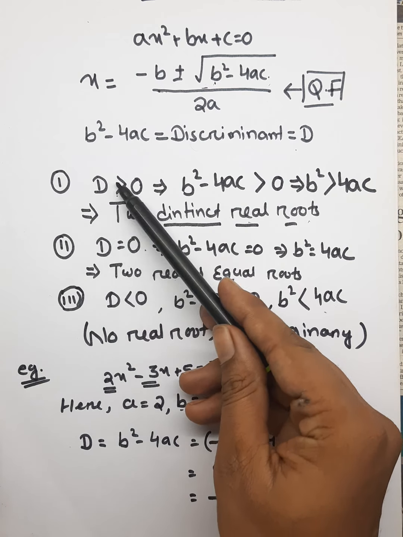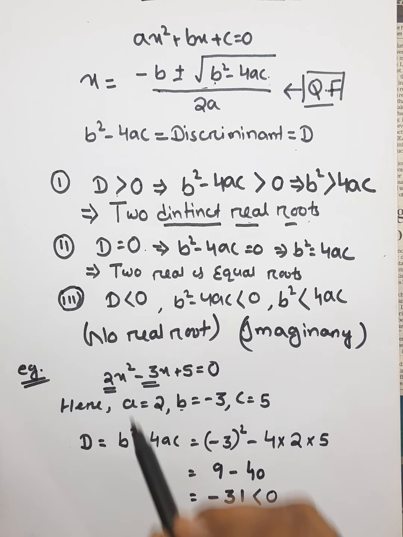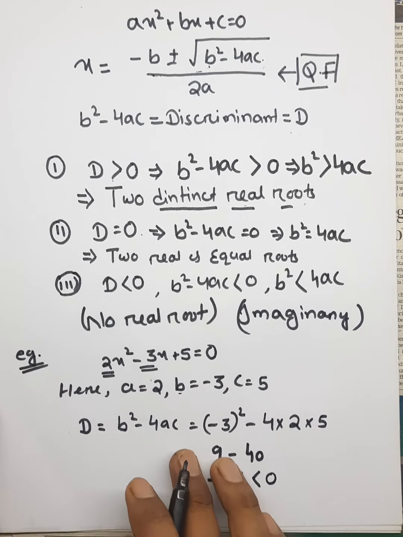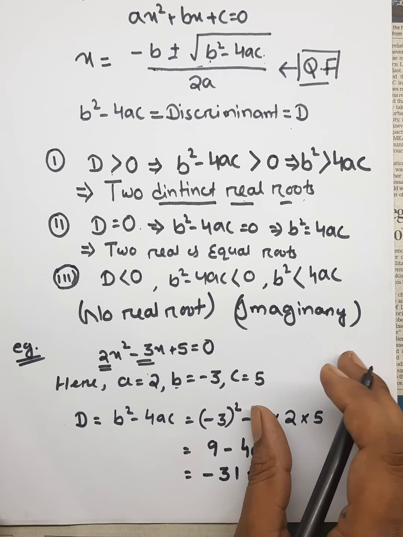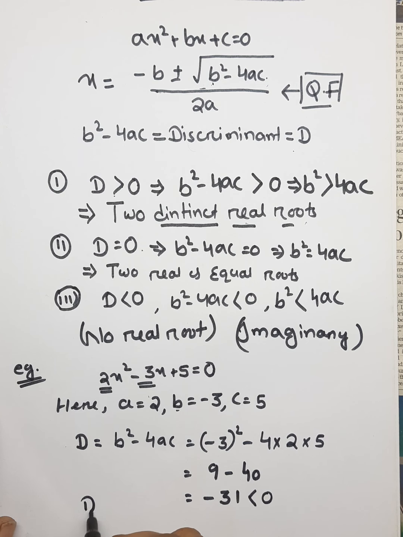So from these three cases, this equation falls under case 3. D is less than 0, so there are no real roots.